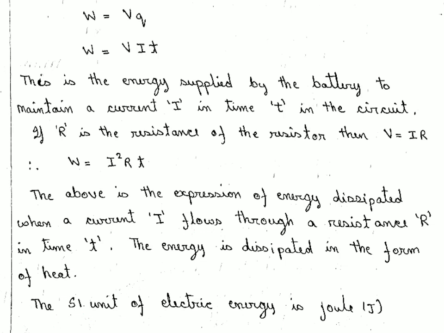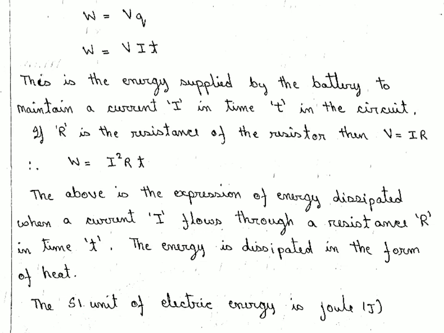In the case of a bulb, it is converted into light energy and heat energy. In the case of electrical appliances such as a heater, it is being converted into heat energy. And we have another formula for this one. This is by making use of Ohm's law.